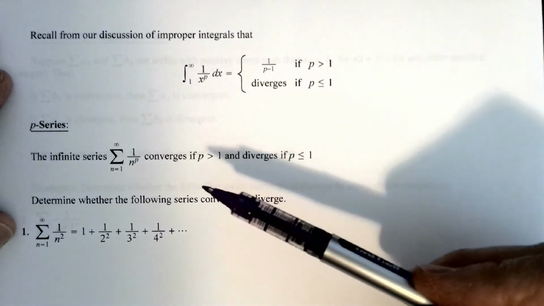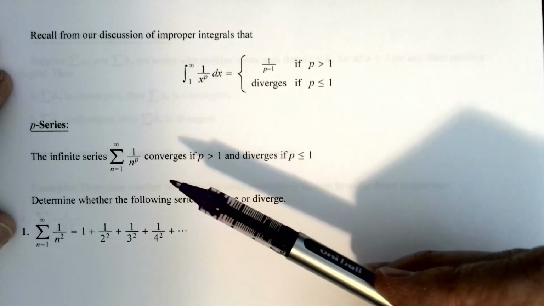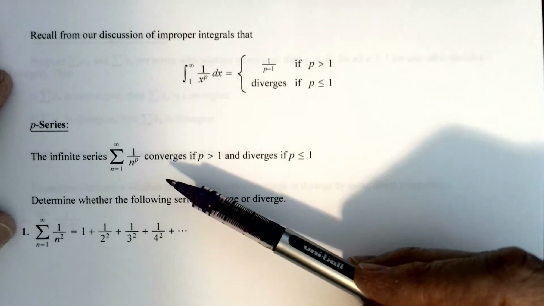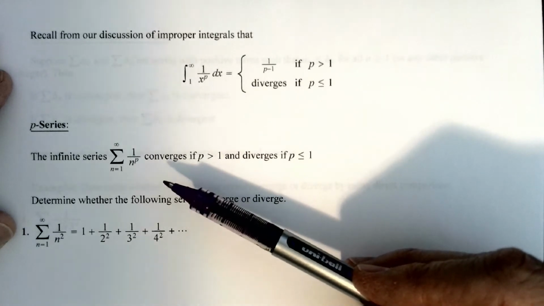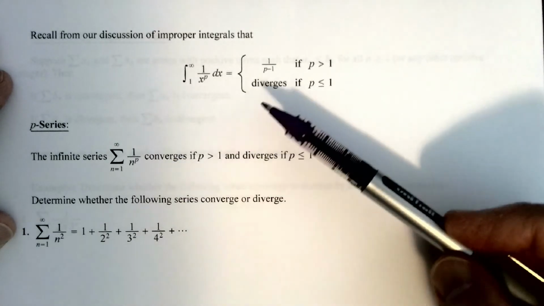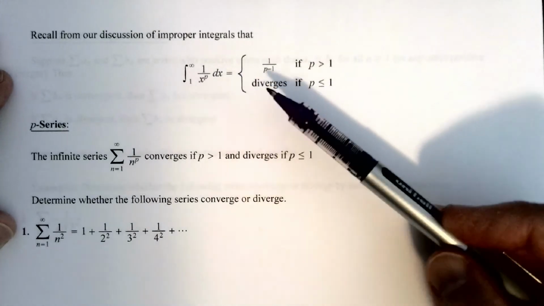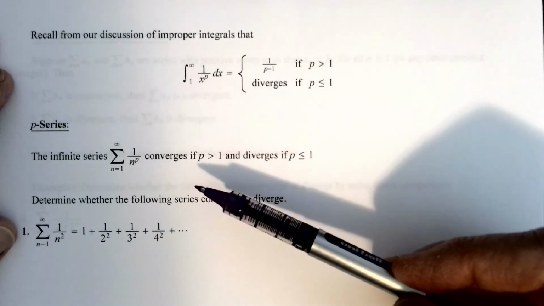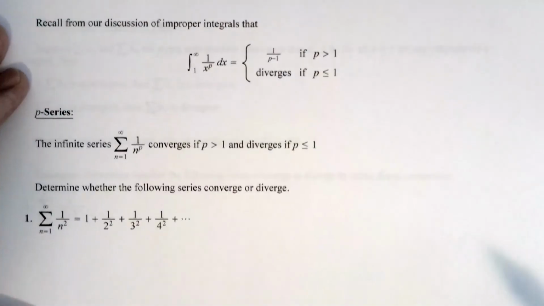Keep in mind that, again, if any P series converges, the sum of that series is not immediately known, is not equal to the value of the improper integral. And we talked a little bit about that in the last video. So this is a real quick and easy test.